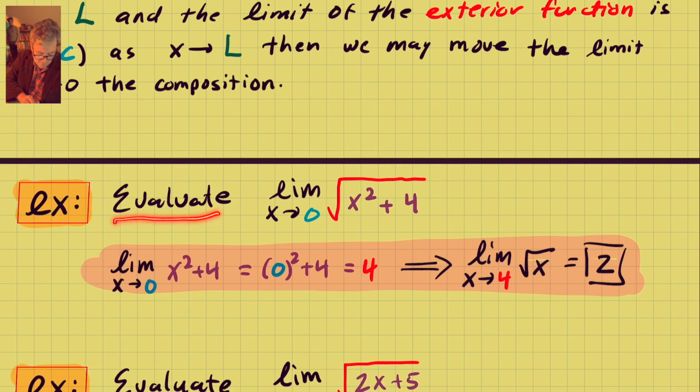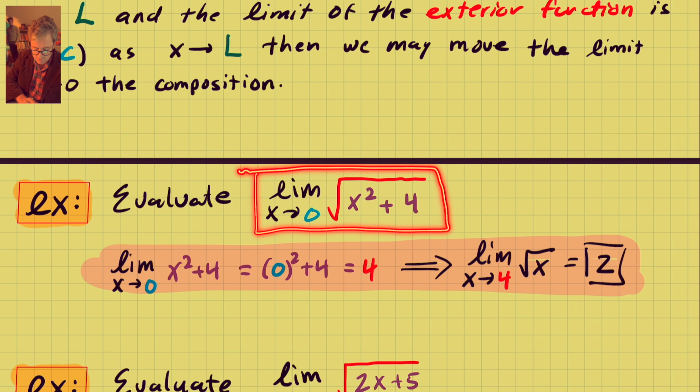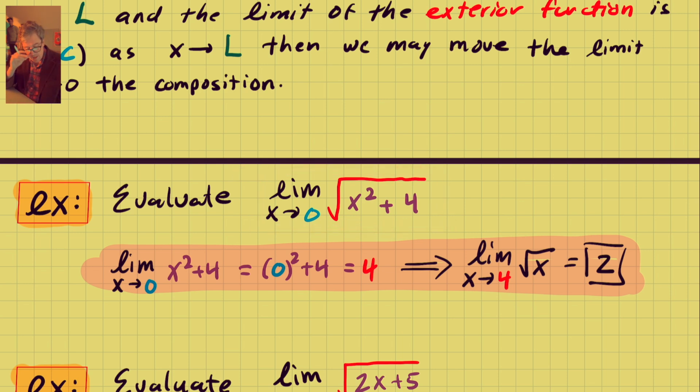So let's say we want to evaluate the limit as x approaches 0 of the square root of x squared plus 4. And so you've got these two parts. You've got this inside part here, which is the polynomial x squared plus 4, and you've got this outside part here, which is the square root. So what we'd want to say is that this is equal to the square root of the limit, right? But is it? Let's see.